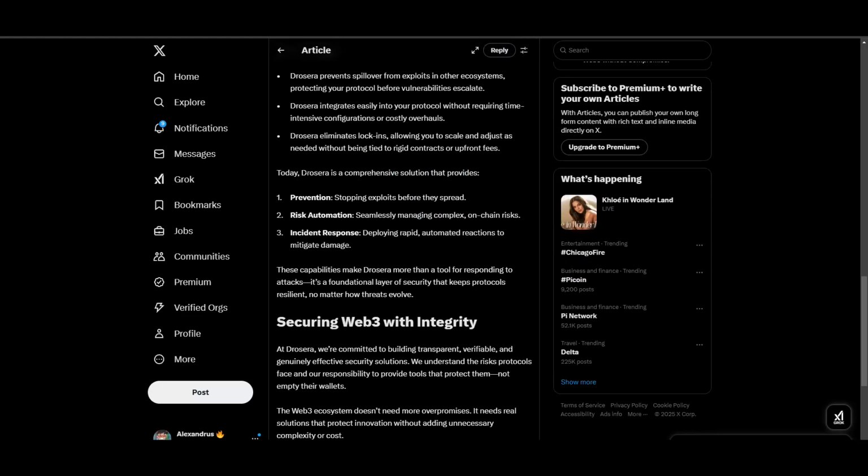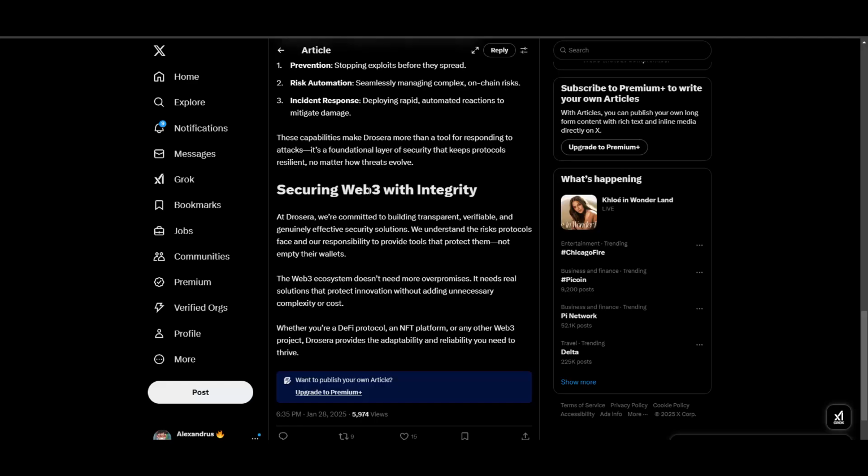So today, Drosera is a comprehensive solution that provides, first of all, prevention, risk automation, and incident response. These capabilities make Drosera more than a tool for responding to attacks. It's a foundational layer of security that keeps protocols resilient no matter how threats evolve. So they are securing Web3 with integrity. At Drosera, we are committed to building transparent, verifiable, and genuinely effective security solutions. We understand the risk protocols face and our responsibility to provide tools that protect them, not empty their wallets.